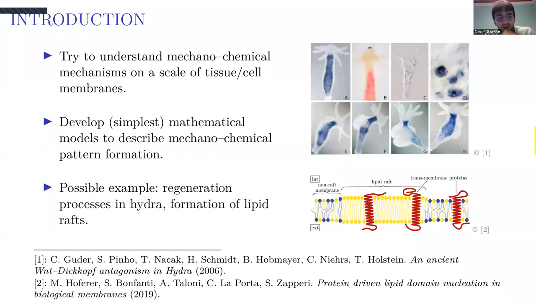However, in the project I'm involved in, we try to develop the simplest mathematical models to describe these phenomena. In particular, we try to understand mechanochemical pattern formation. This is pattern formation on membranes or tissues that arises due to mechanical and chemical effects involved in these systems. A possible example is the regeneration process in hydra. If you take a hydra and cut it in half, then at one point the hydra starts to regenerate and forms heads and tail again, even though you cut it in half. This is due to mechanochemical pattern formation in the tissue of the hydra.